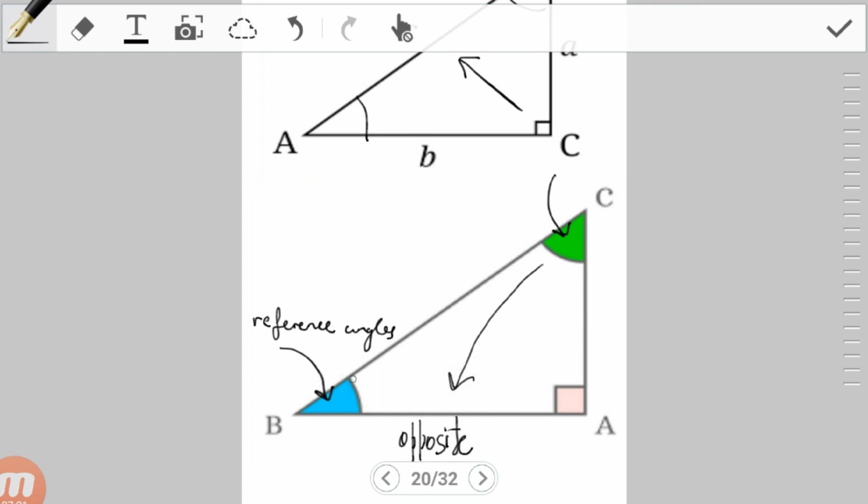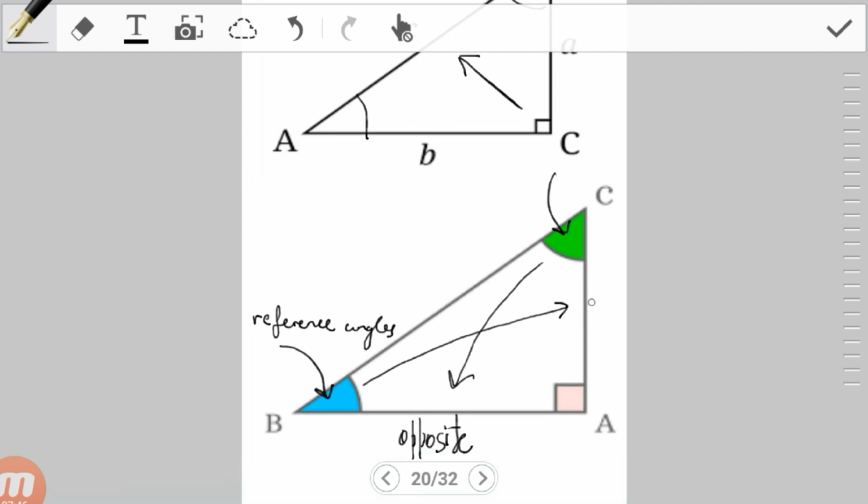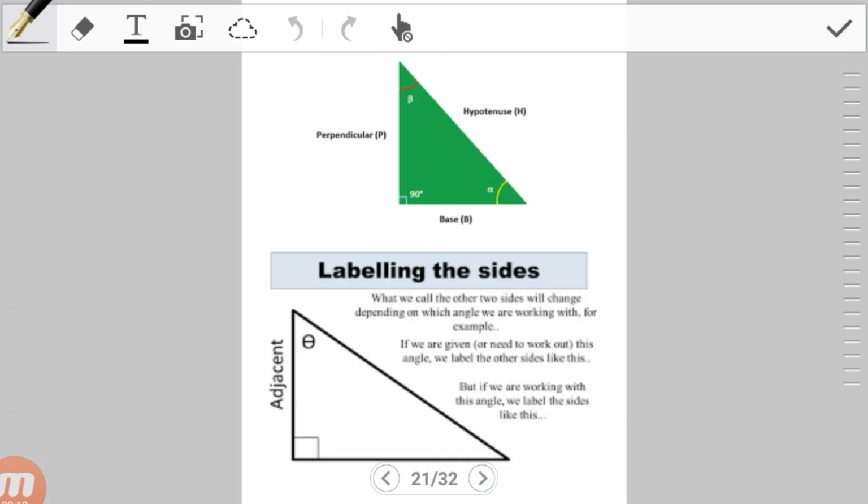However, if the blue angle here is our reference angle, then the opposite side is going to be in front of it here. And that would be our opposite side here. So basically we're saying that the opposite side and the adjacent side are interchangeable. There's not a set side that we can assign to be the opposite or the adjacent. It all comes back to what is called the reference angle. Now let's head over here.